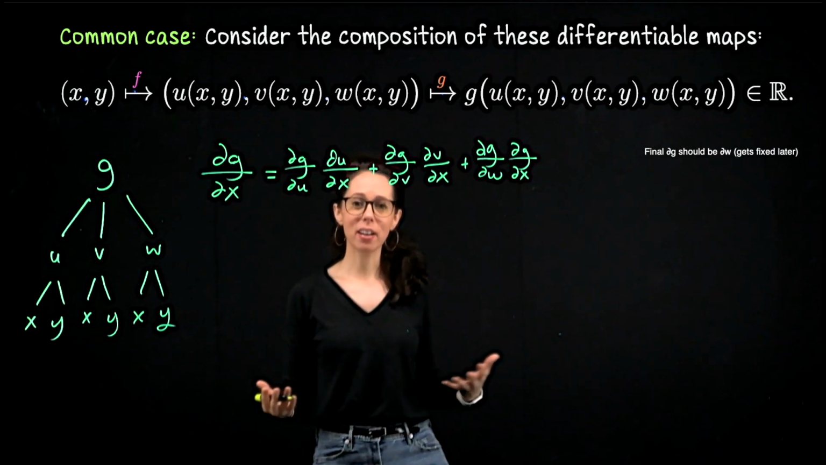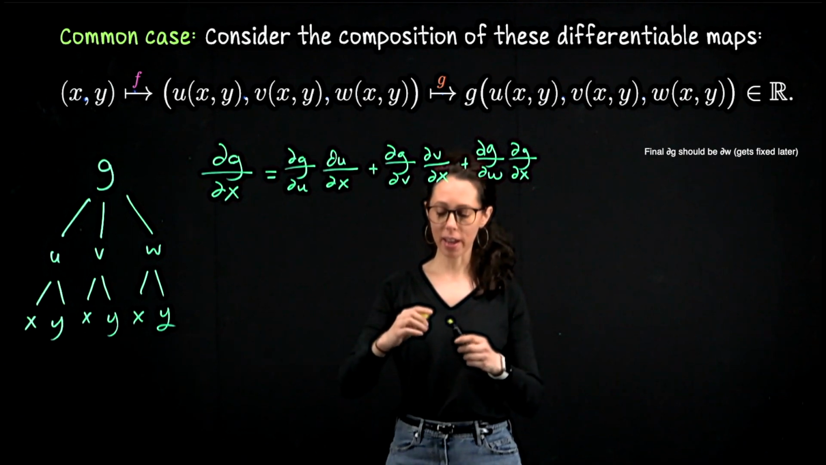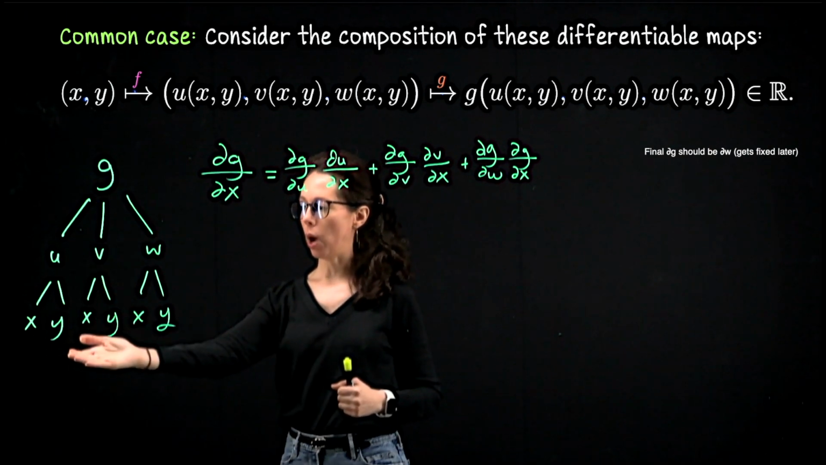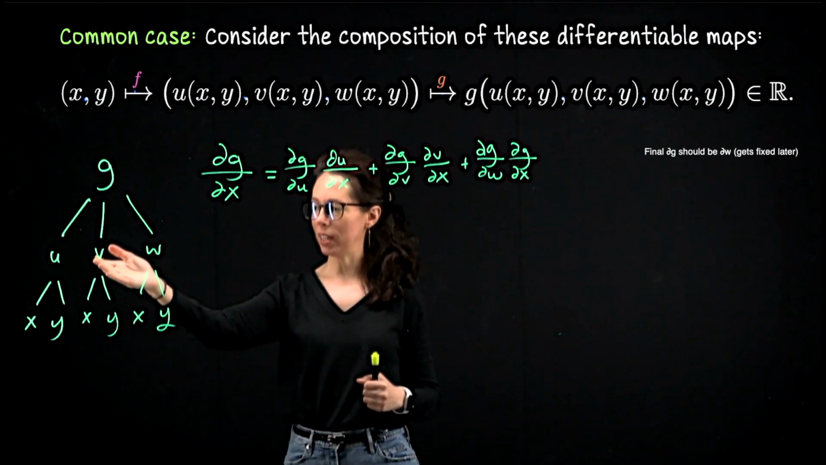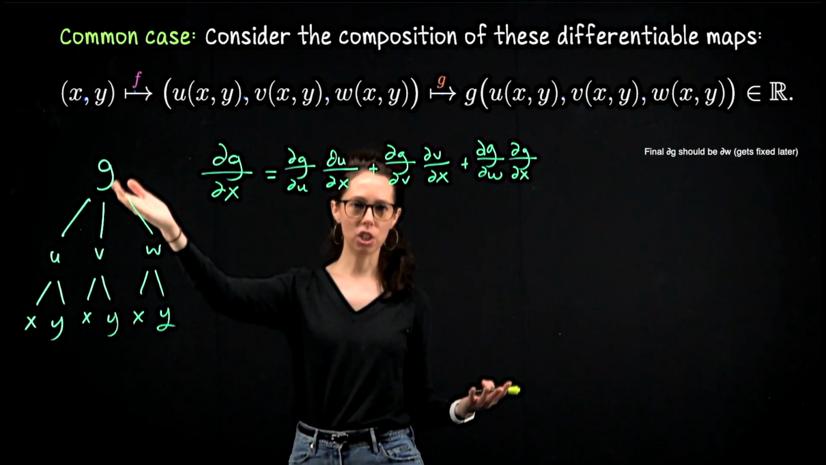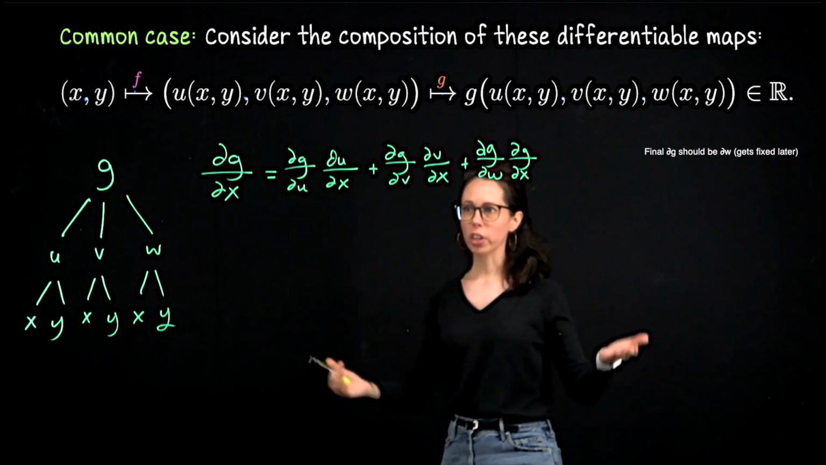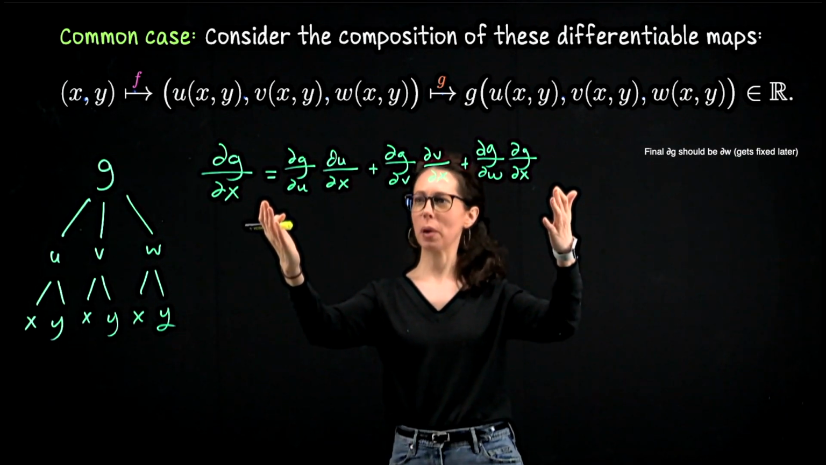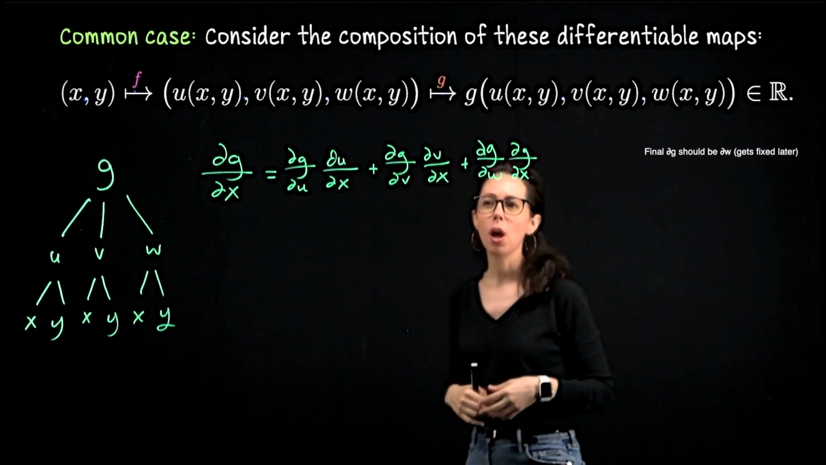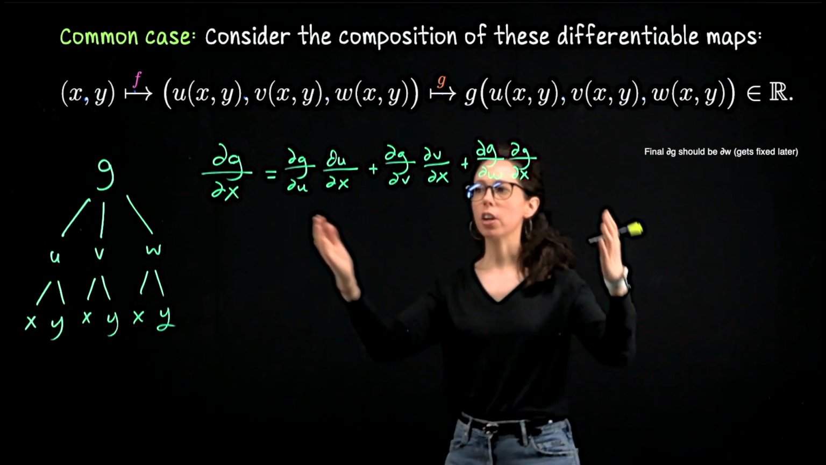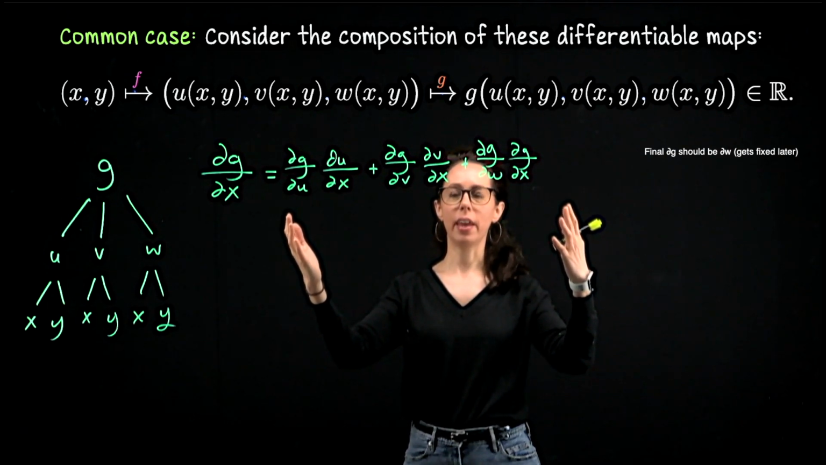And then likewise, how does g depend on y? I'll just say this out loud. dg dy would be dg du du dy plus dg dv dv dy plus dg dw dw dy. So if you're a student and you're looking at this, it's kind of a strange expression. It's like, where did this come from? Why is it these three products added together? These are not fractions. They are rates of change.